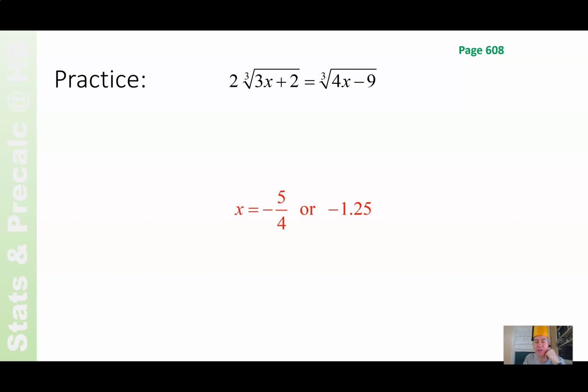And I hope that your good answer is negative 5/4 or negative 1.25, which you get when you cube each side. This is going to be 2 cubed, so there's going to be an 8 times the quantity 3x plus 2. On this side, you're going to get 4x minus 9.